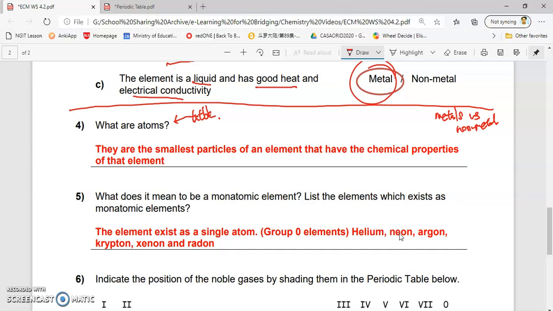However, do take note, atoms are the smallest particles of an element that have the chemical properties of that element. So it's a very, I'll say, technical definition of an atom. So just take note of this. Has it come up in an exam before? Yes, here and there, but not very often. But definitions are definitely important.